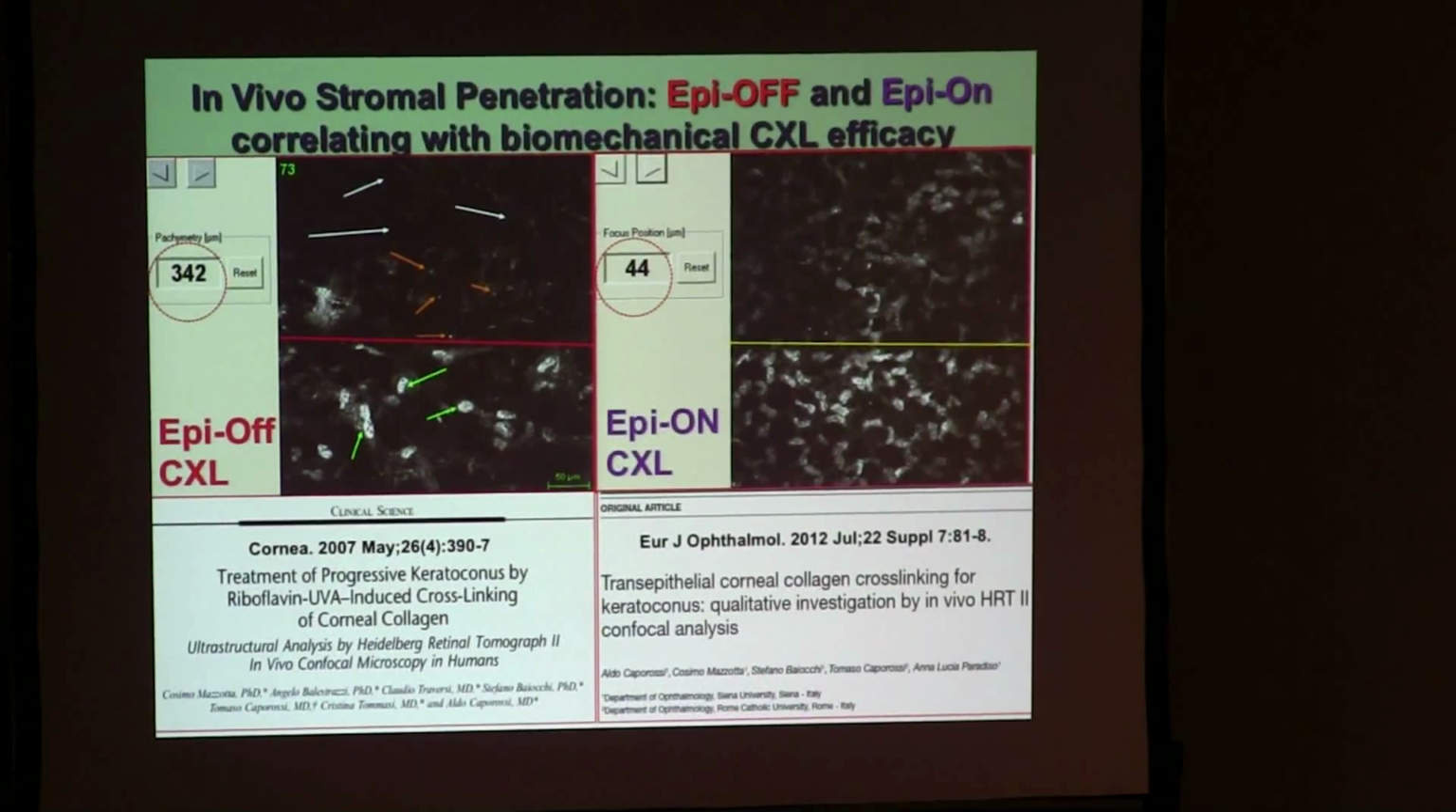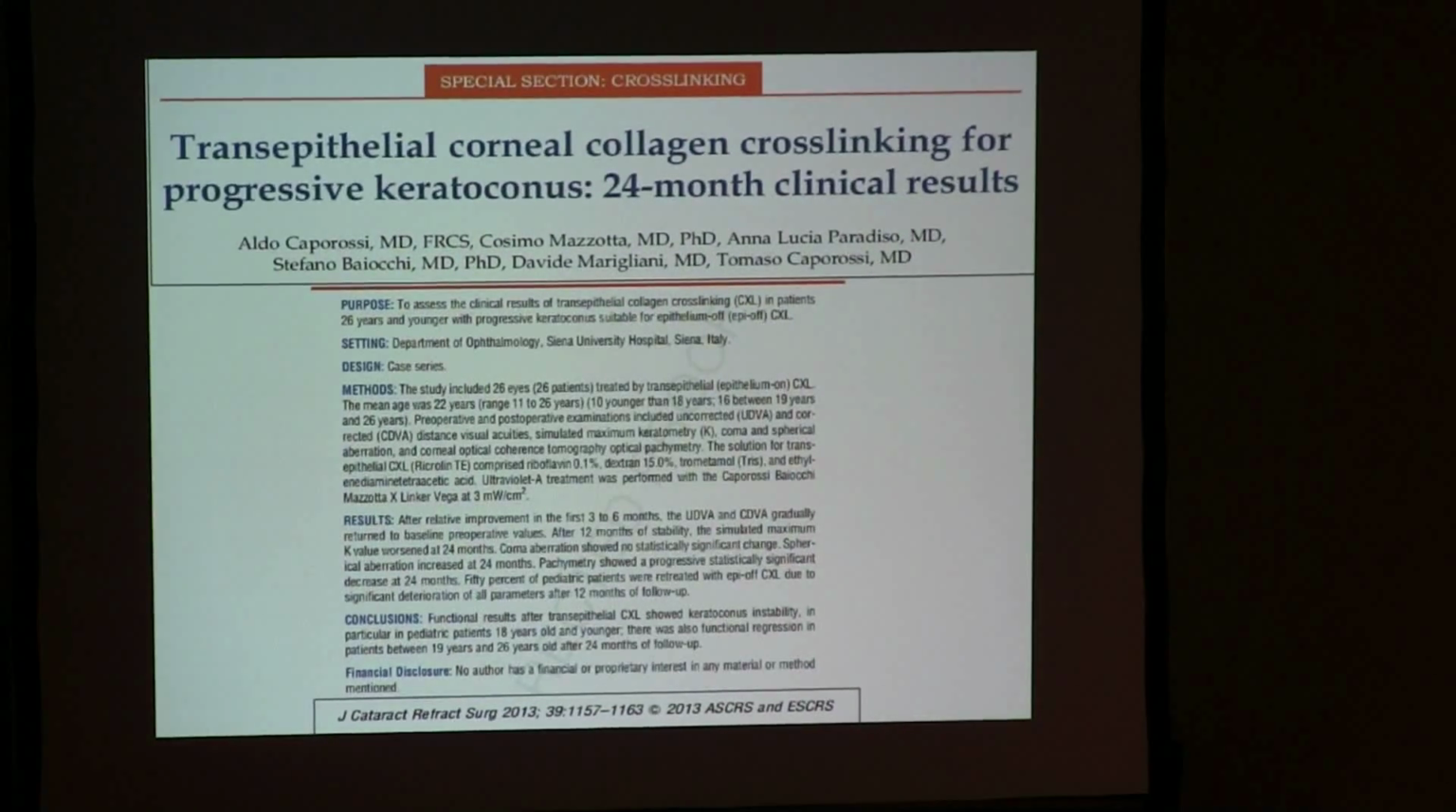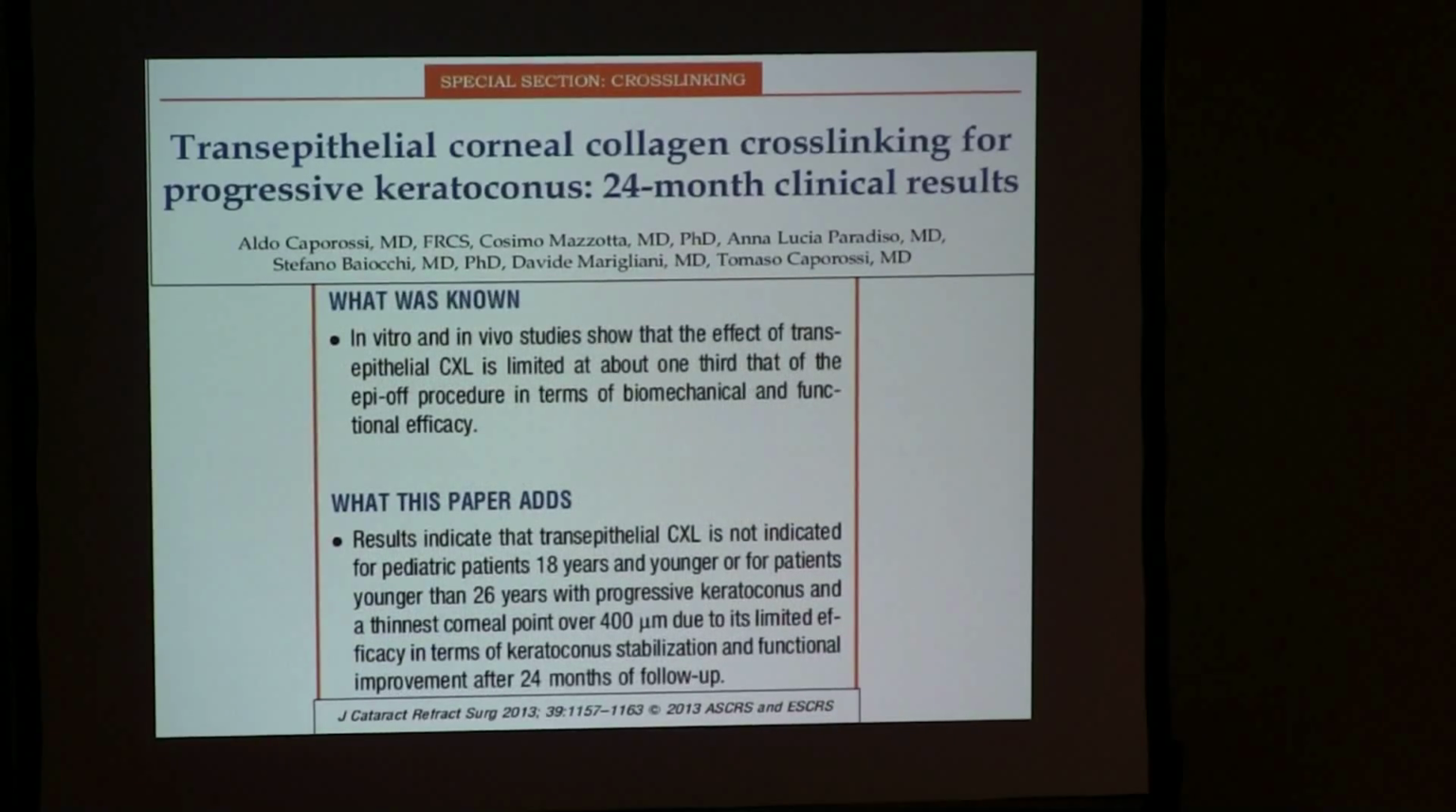And if we look at the same result in confocal study, you can see how with the epi-off we have trace of apoptosis at more than 300 micron under the cornea, while in the epi-on we have just 44 micron level in which we can observe some trace of apoptosis. And there is also a long-term study. This is the study published in JSCRS, which showed how after 2 years the transepithelial crosslinking, in another demonstration, does not affect the cornea.